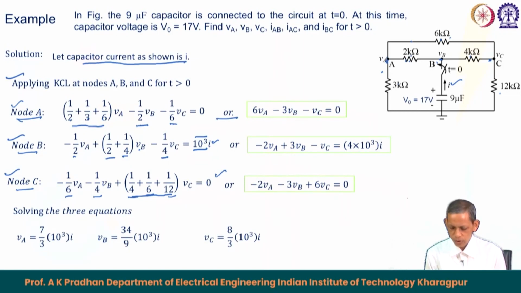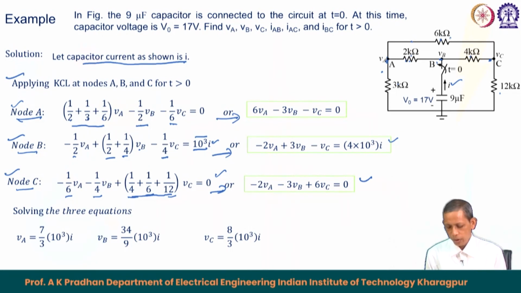From these expressions we got the simplified equations: 6 V A minus 3 V B minus V C equals 0; minus 2 V A plus 3 V B minus V C equals 4 into 10 to the power 3 I, because for this middle branch we have this I; and the third one, minus 2 V A minus 3 V B plus 3 V C equals 0. So, these are the 3 equations.